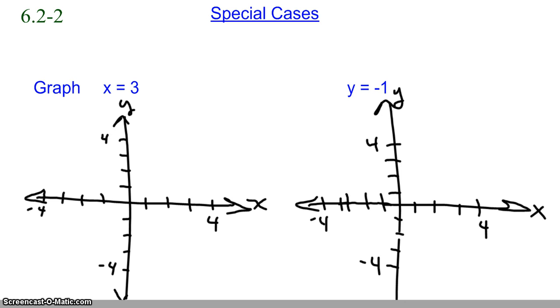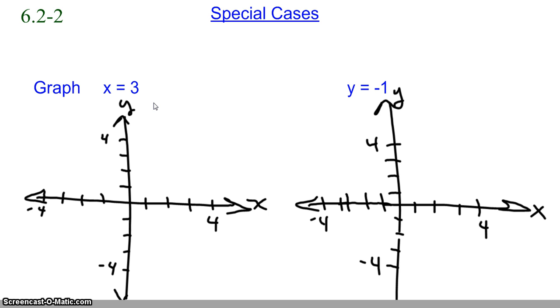Okay, so this is day 2 for 7th grade math, chapter 6, section 2, where we're graphing linear equations, right? So today we're going to see a couple of special cases. And this is what they look like. So we're going to draw a coordinate plane for each and see if we can graph these special cases. This section is about graphing linear equations. So you are being asked to graph a linear equation that says this, x equals 3.